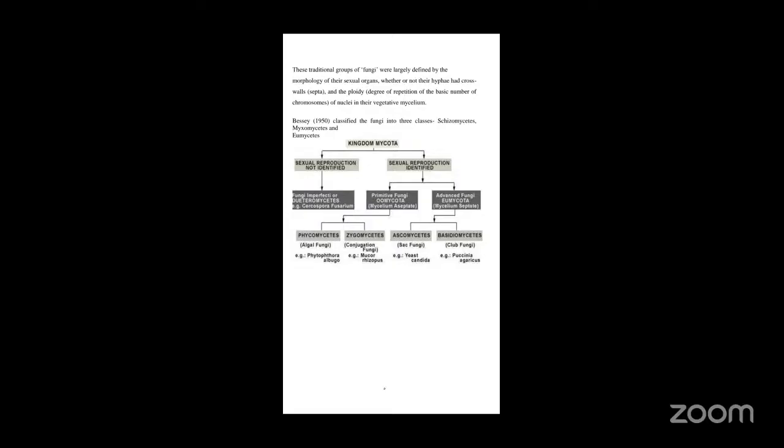In the Eumycota, again two classes are there: Ascomycetes and Basidiomycetes. Ascomycetes we call sac fungi, where asci are present, for example yeast. Basidiomycota or Basidiomycetes are the club fungi, for example Puccinia and Agaricus. These are the Basidiomycetes fungi.